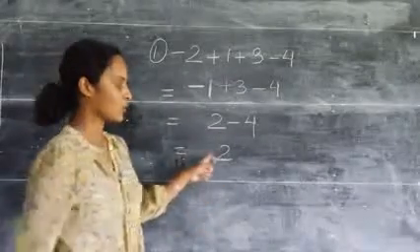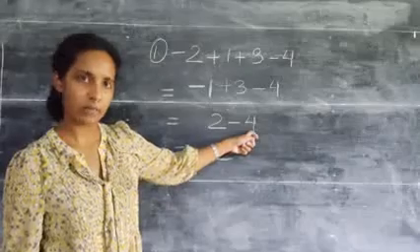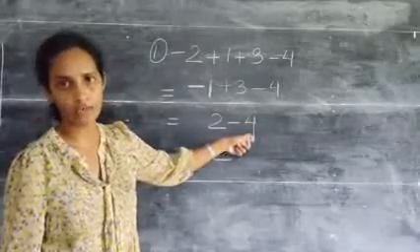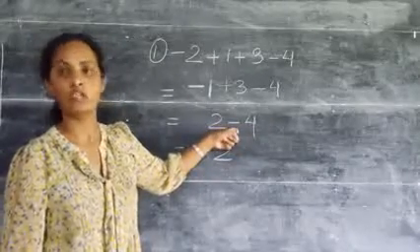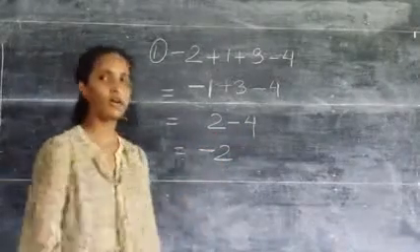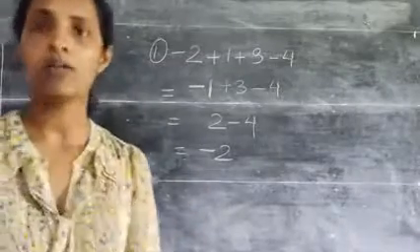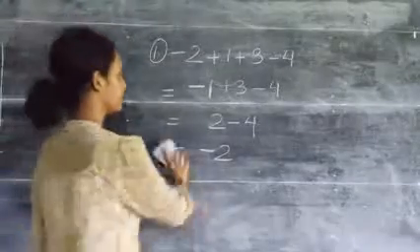Now, what sign will the answer have? Look at the numbers that you calculated. Which one is the greater number? 4 is the greater number. What is the sign of 4? Minus is the sign of 4. So what will be the answer sign? Minus. Okay? So minus 2 is your answer. Alright? So this is how you do 4 numbers. Now let's look at another example.